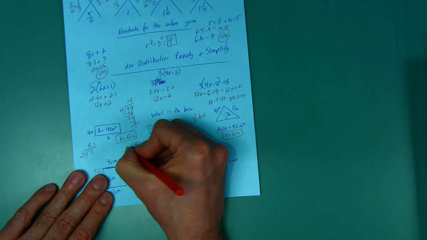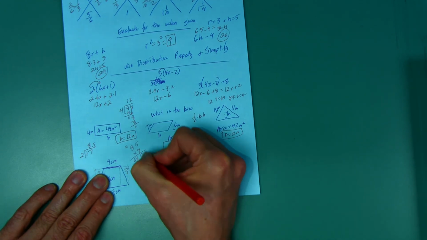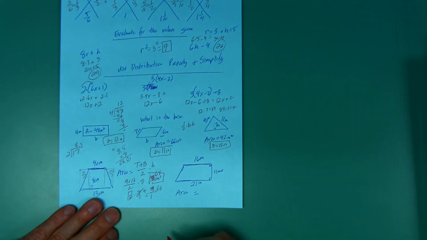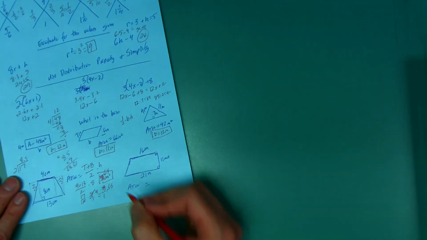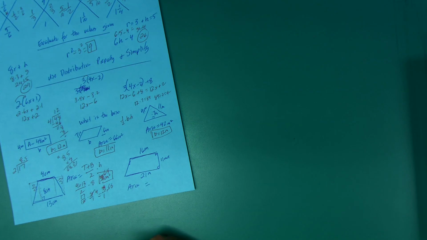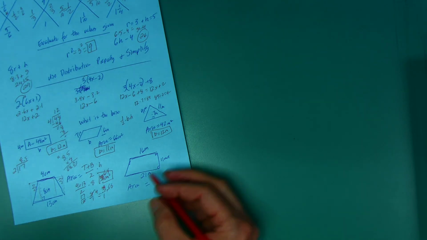64 and 4 is 68. So let's just double check. 64 and 4, 68. I'm going to move it over one spot. 68. Good. Whew, glad we double checked that, huh? 68 square centimeters.